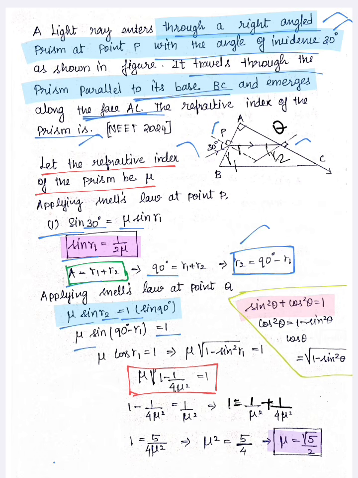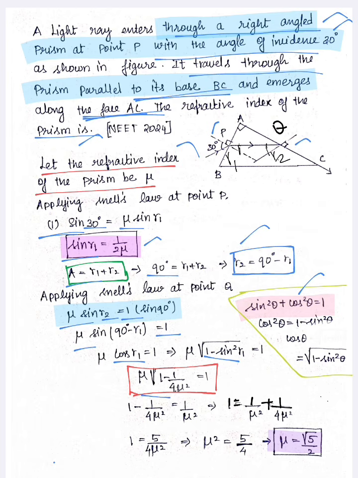So we get mu into sin of 90 minus R1 equal to 1, and sin of 90 minus R1 equal to cos R1. So we write mu into cos R1 equal to 1, and instead of cos R1 we write root of 1 minus sin square R1, from the formula sin square theta plus cos square theta equal to 1. We already found sin R1 equal to 1 by 2 mu. So sin square R1 becomes 1 by 4 mu square.